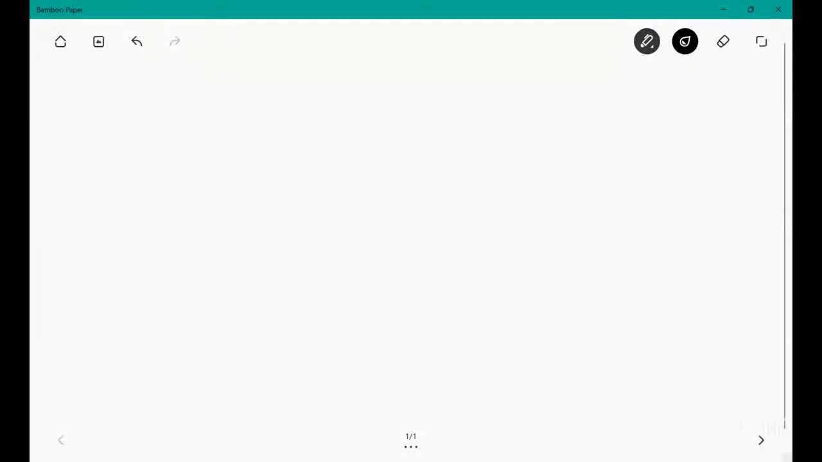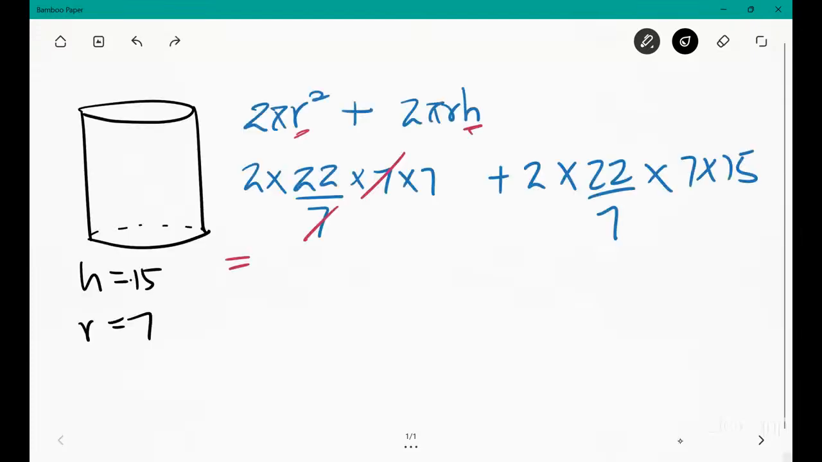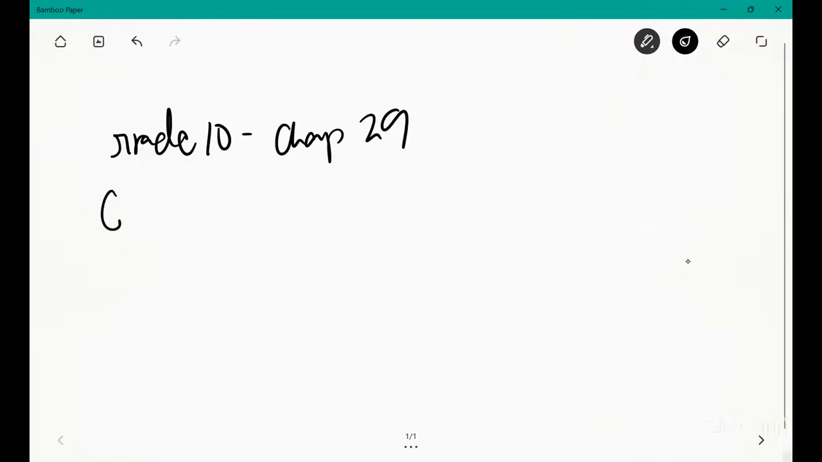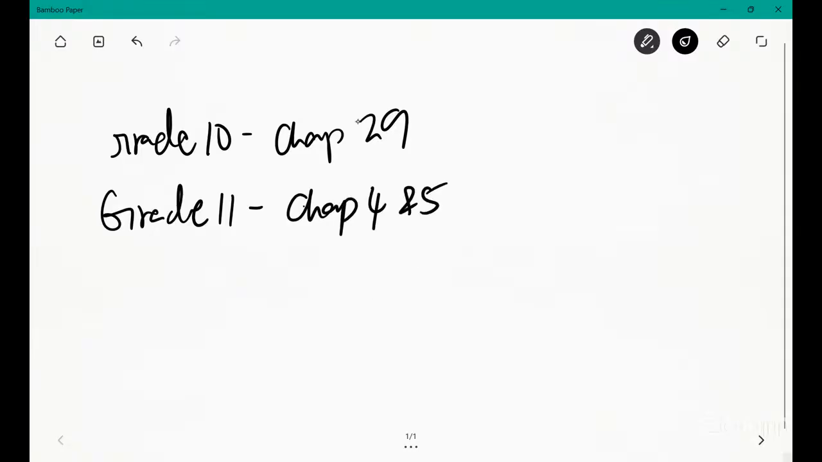So basically, it's in your chapter in grade 10. It's your chapter 29. So 3 chapters combined is how you get that question. And grade 11, chapter 4 and 5. So all these 3 chapters come under that question number 9. So it's either 2 shapes of any one of the 5 that you learned. So you have prism, cylinder, and sphere as well.